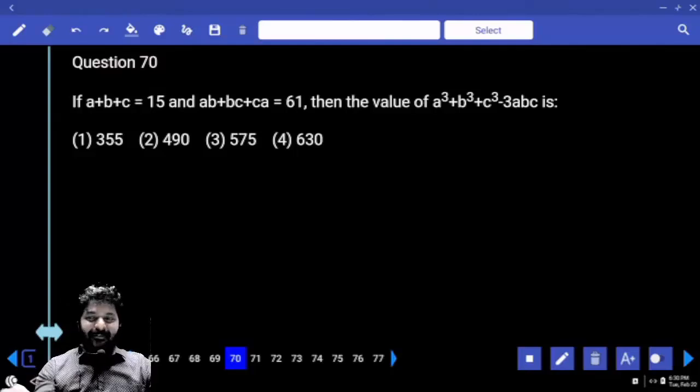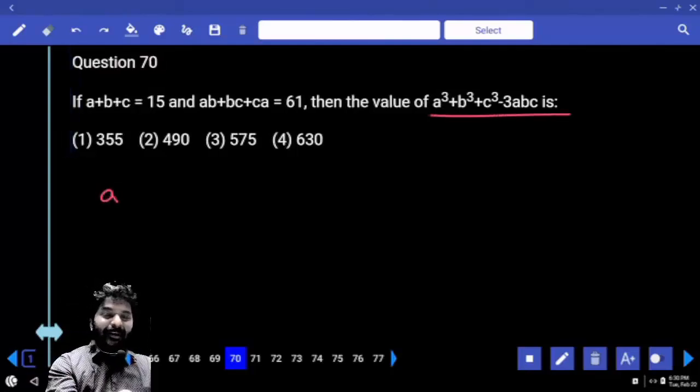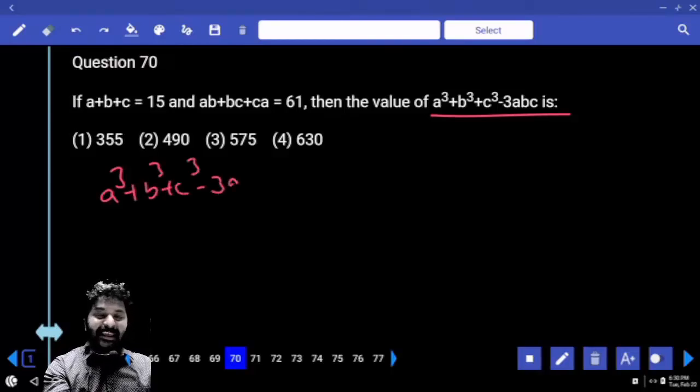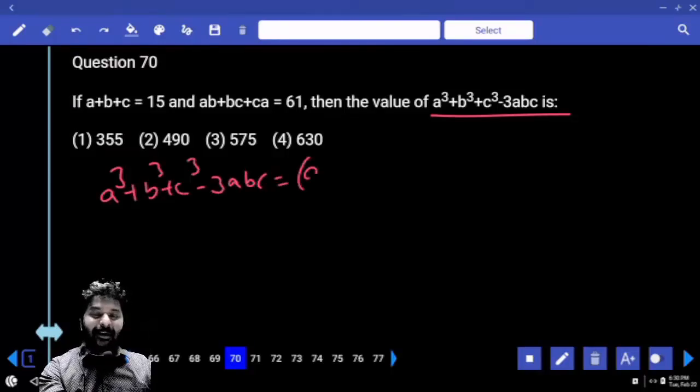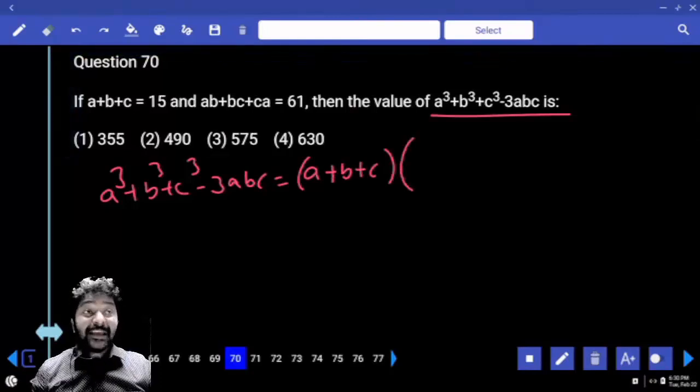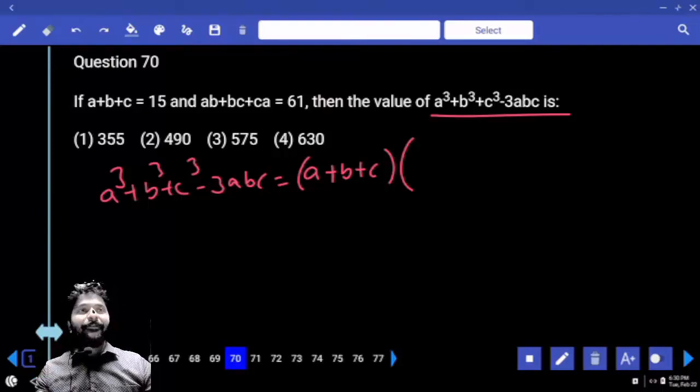Right, multiple times we have verified this. A cube plus B cube plus C cube minus 3ABC is equal to, come on, tell me, A plus B plus C into A square plus B square plus C square minus of AB, BC, CA.